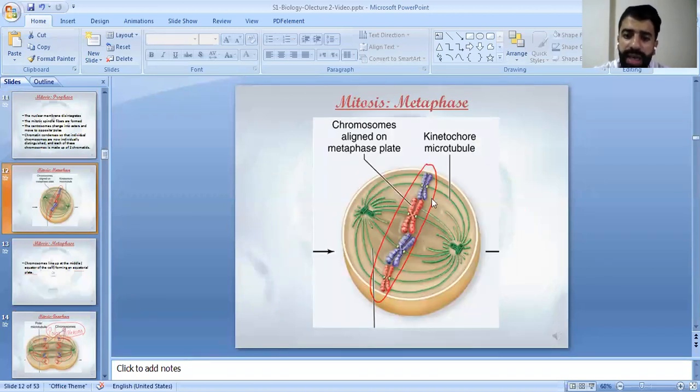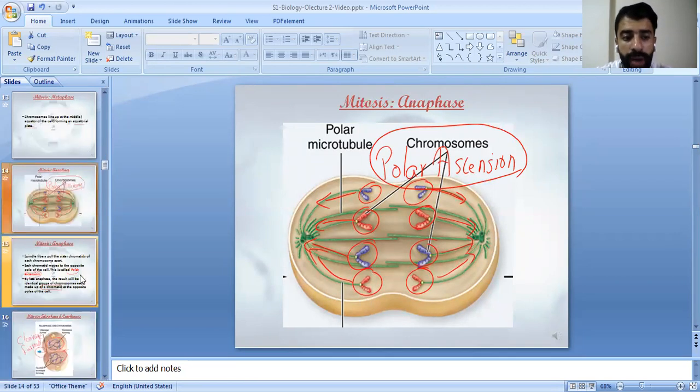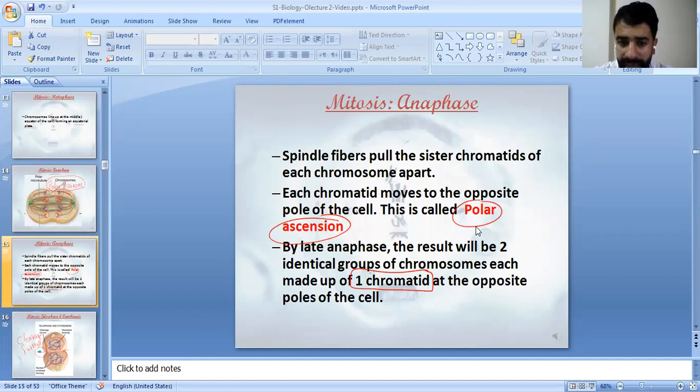Prophase, then the second phase is called metaphase. In metaphase, the chromosomes line up in the middle of the cell, forming what is known as the equatorial plate. That is the role of colchicine. Colchicine, for example, is used to stop or arrest the cell at metaphase. Then we have the polar ascension, which is special for anaphase, where the sister chromatids are pulled apart by the spindle fibers to the opposite pole of the cell. Each group of chromosomes is formed of 1 chromatid each, and they move to the opposite pole of the cell. This is known as polar ascension. At the end of anaphase, the result will be 2 identical groups of chromosomes, each made up of 1 chromatid, at the opposite pole of the cell.